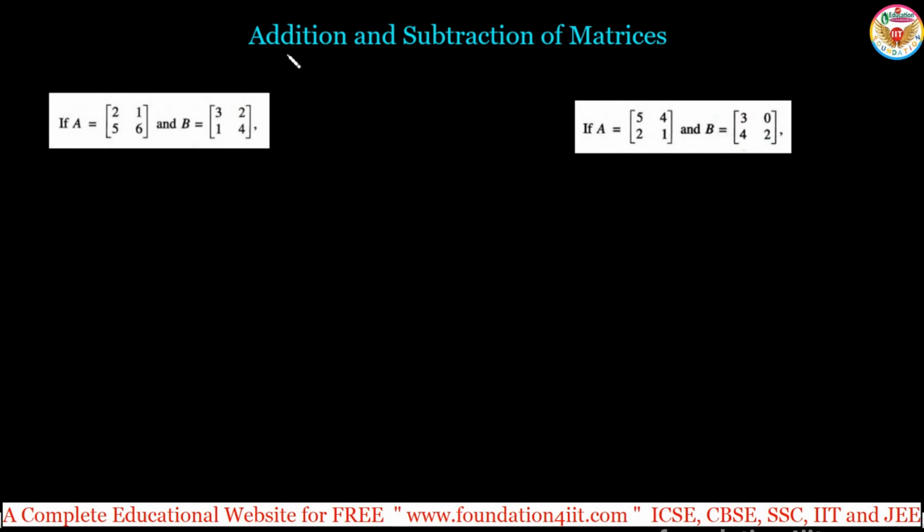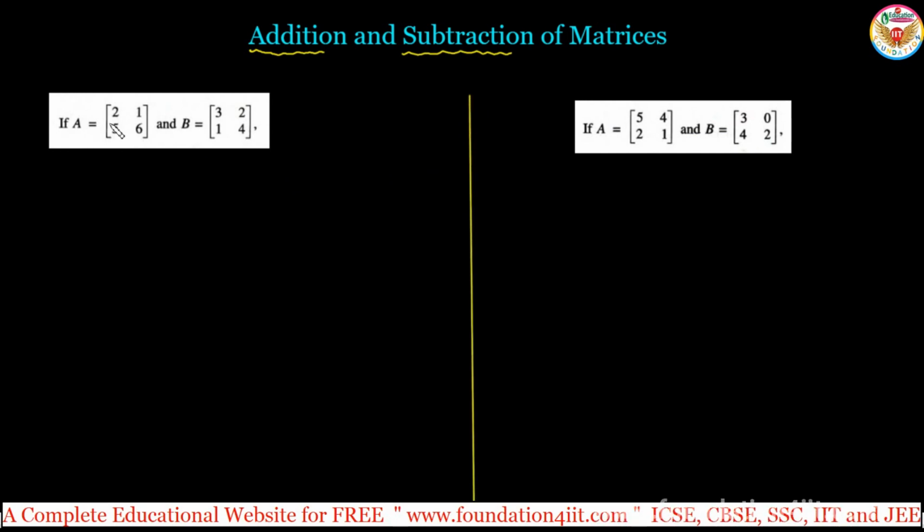Addition and subtraction of the matrices. To add or subtract matrices, we should know the compatibility for addition and subtraction. The compatibility is that both matrices must have the same order. So the number of rows and columns should be the same in both matrices. Let me take a small example first.